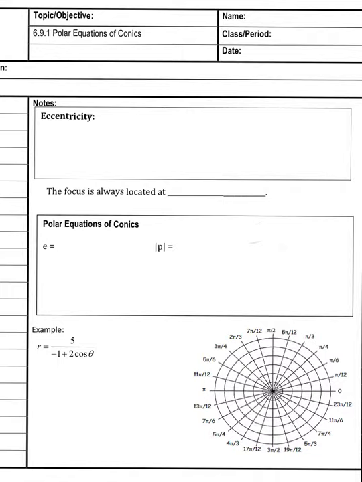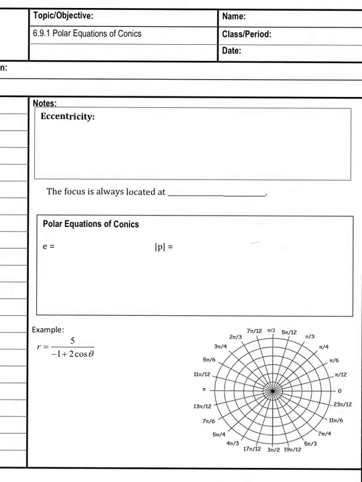Okay, eccentricity. The locus of a point in the plane that moves so that the distance from a fixed point is in a constant ratio to its distance from a fixed line is a conic. The constant ratio is your eccentricity. We use eccentricity to determine what type of conic we have.